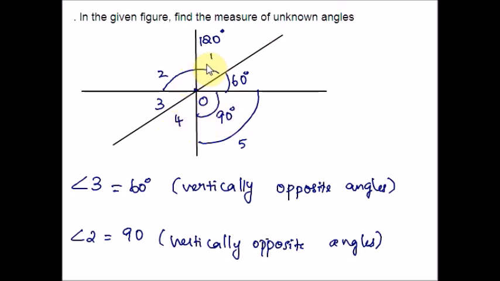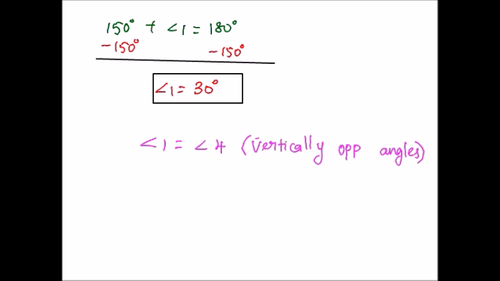Please note that these two are opposite rays and they are intersecting with each other, and you can say that angle 1 and 4 are vertically opposite angles. So therefore angle 4 is equal to angle 1, which is equal to 30 degrees. We just got the answer. So angle 4 equals 30 degrees. Hence we have found all the unknown angles in the given figure.